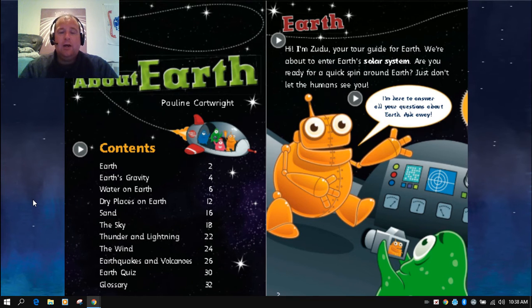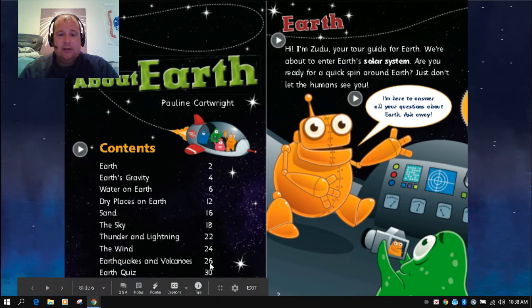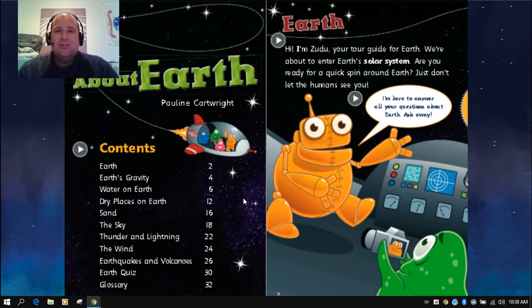That's right, page 12. What might I find about Earth on page 26? So I'd look down, try to find page 26. There it is. Earthquakes and volcanoes. So how can you use the table of contents to help you better understand the text?